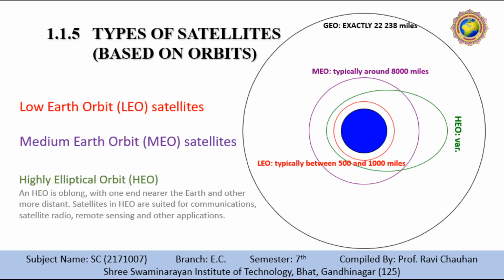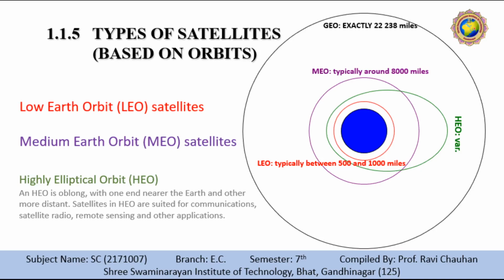It also has some drawbacks. Again, due to the larger distance to the Earth, delay increases to about 70 to 80 milliseconds. The satellites need higher transmission power and special antennas for the smaller footprints.